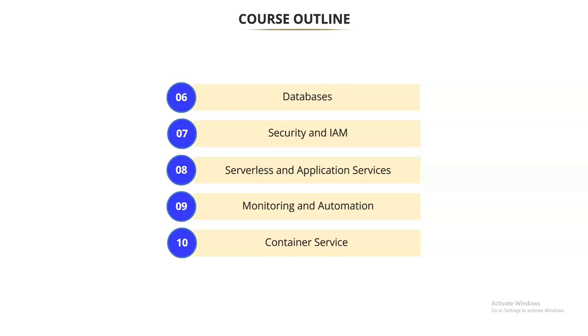And then I'll be covering security and Identity and Access Management, the IAM section. I'll be talking about serverless and application services, what they are and where they are used. And also monitoring and automation services that will help you to monitor the metrics on your AWS resources, as well as automate your solutions. I'll be talking about container services. Here we'll be understanding the concept of Docker and containers and how we can use these container services on AWS.